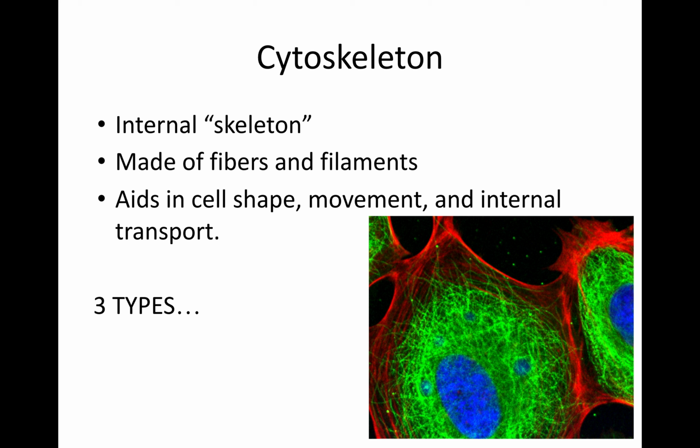It helps in cell shape, movement throughout the cell, and internal transport within the cell. It's what you see in green. There are 3 types of cytoskeleton that you need to know. Again, you have already looked at all of your organelles, and you have already hopefully read your textbook.